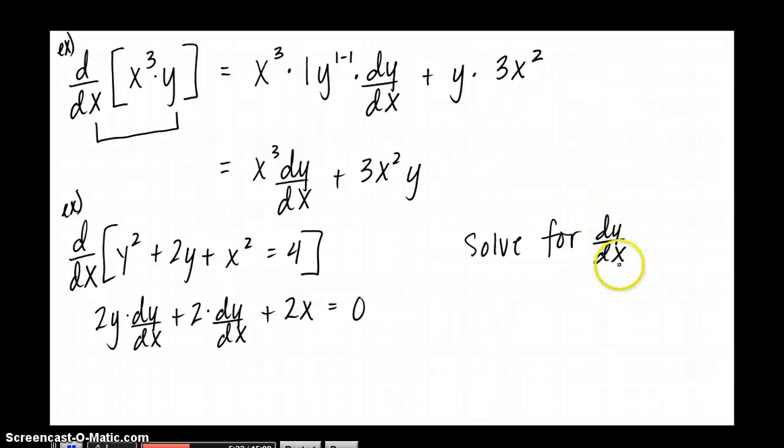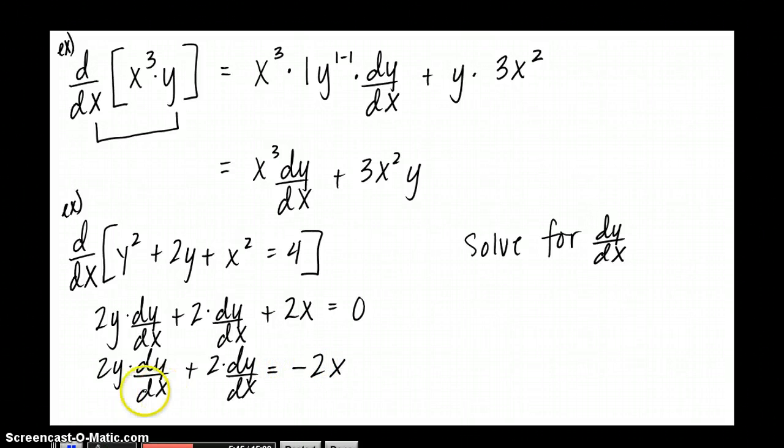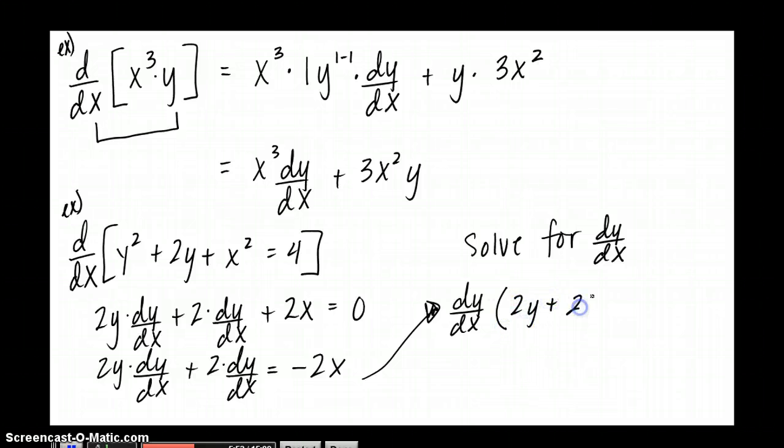Think about this notation. You've seen this. This represents the derivative of a function y with respect to x. So I'm going to first move this 2x term away from the dy dx. So think about solving an equation. The goal is to get dy dx alone. So I'm going to subtract 2x from both sides. Now on the left-hand side, I'm going to factor out a dy dx. Again, because that's what I'm solving for.